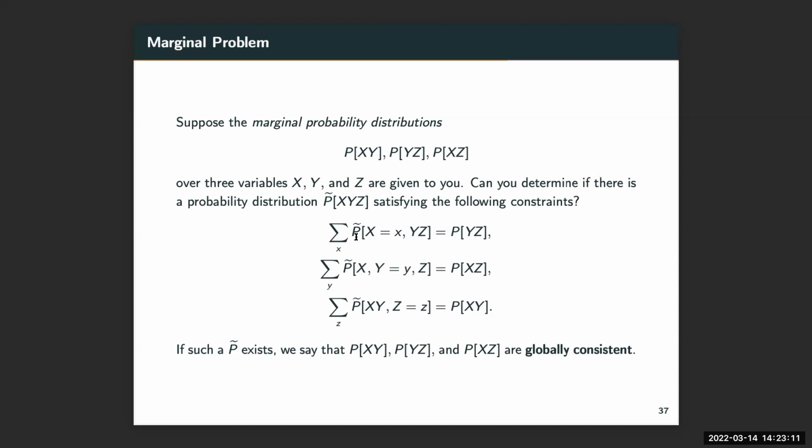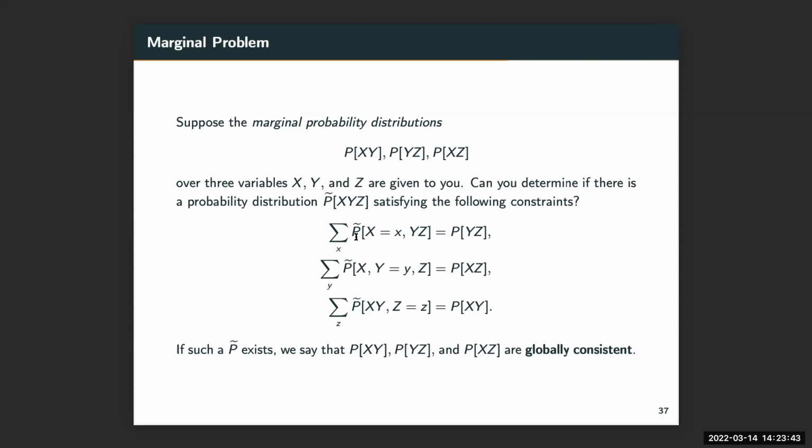I will first start with the classical version of this problem. Usually if you go to undergrad probability courses, you'll be given a probability distribution over two random variables x, y, and you would sum over random variable x, and you would get a marginal probability over y. But here the problem is different. What is given to you are the marginal probability distributions, and what you're asked is whether there is some global probability distribution that is compatible with these marginal probability distributions.